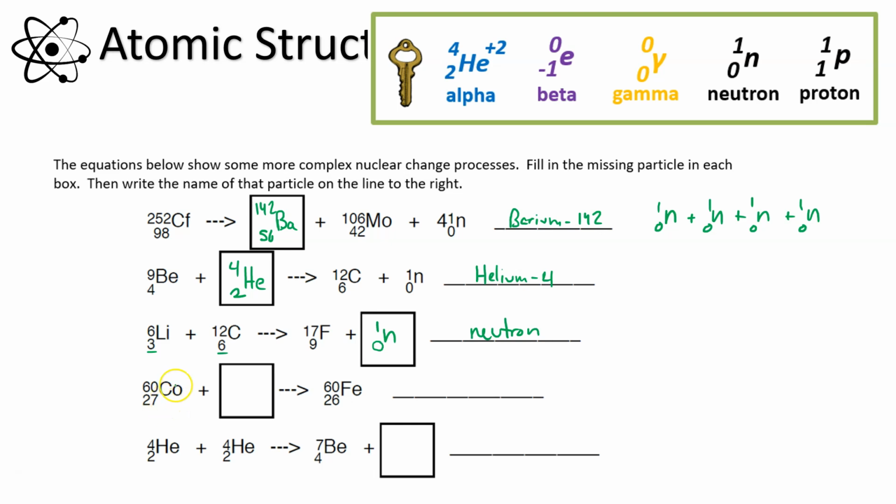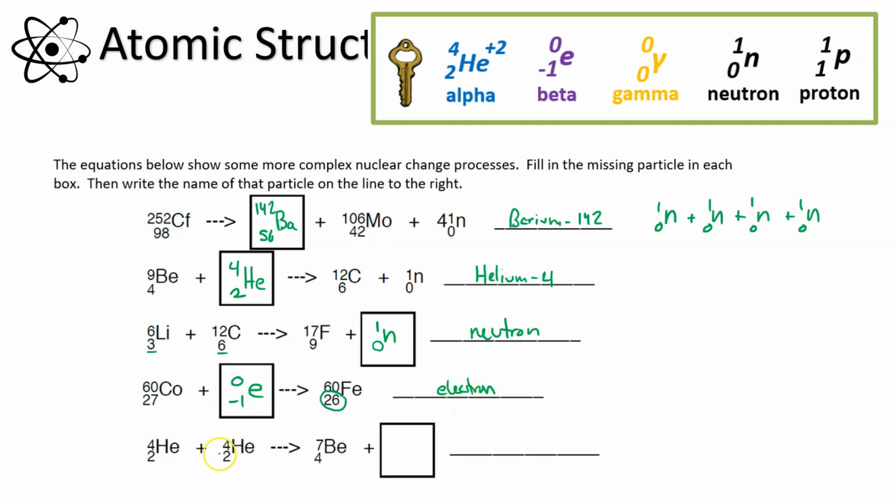In the fourth example, cobalt-60 is colliding with something coming together to produce iron-60 with atomic number 26. Since I've got a total of 26 on the right, I need that same total of 26 on the left. The only thing I can add to 27 to get 26 is that -1. 27 and -1 is the 26 I need. The masses of both of these are already 60, so my missing particle will have a mass of 0, and that's of course describing an electron or a beta particle.